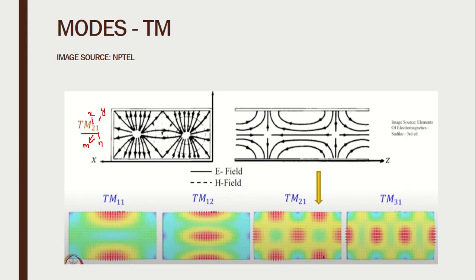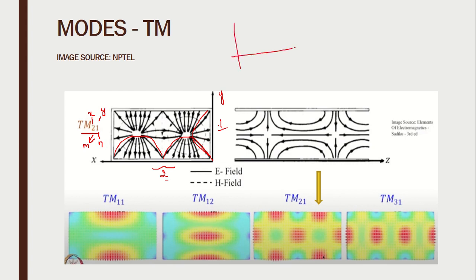So this means in the x direction there are 2 half sinusoids. Consider the x direction. This is my first half sinusoid. This is my second half sinusoid. So here the m value is 2. Now take the y direction. In the y direction, how many half sinusoids do we have? It is 1 half sinusoid. So that is why this mode is called the TM21 mode. This m represents the number of half sinusoids in your x direction, and this 1 represents the number of half sinusoids in your y direction.